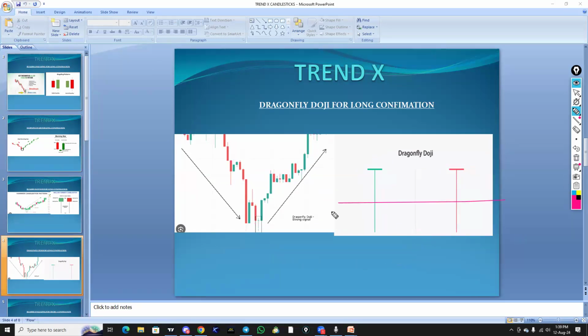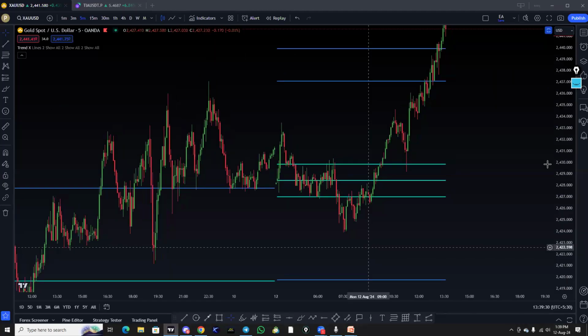If we see any nearby Trendex, we can go for a trade. Stop loss below this candle. I'll just show you what I mean. See, just now I missed this trade.